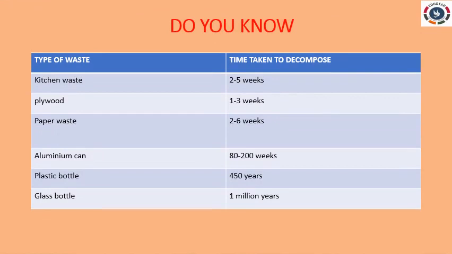In the given tabular column, I have listed some types of waste and the time taken to decompose. Kitchen waste takes 2 to 5 weeks to decompose. Plywood takes 1 to 3 weeks to decompose. Paper waste takes 2 to 6 weeks to decompose. Aluminium can, 80 to 200 weeks to decompose.